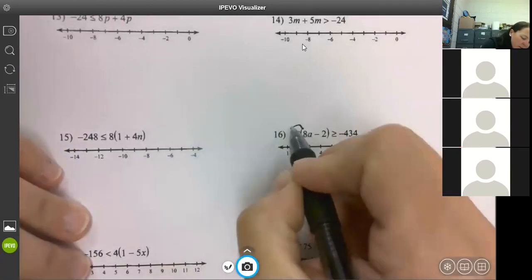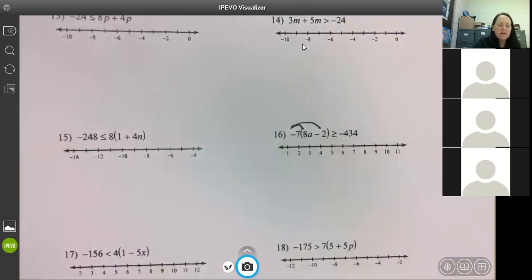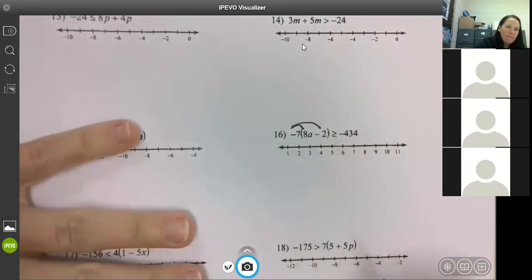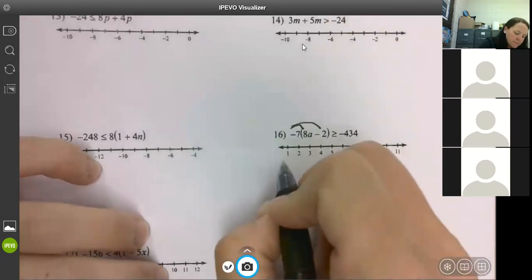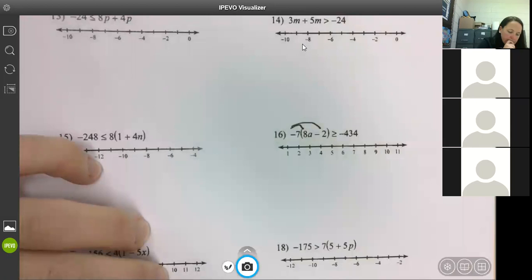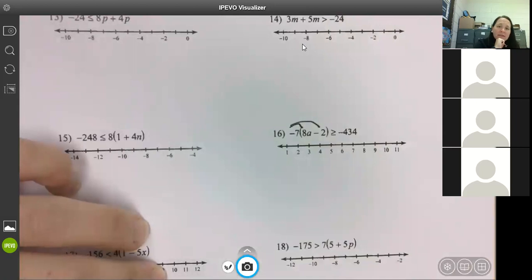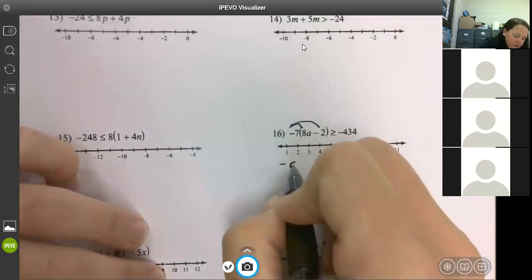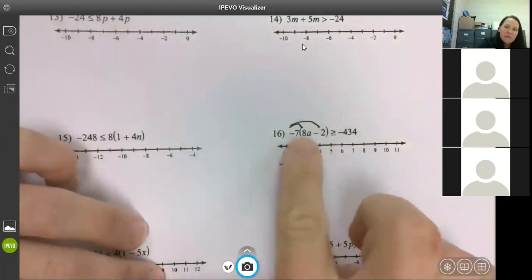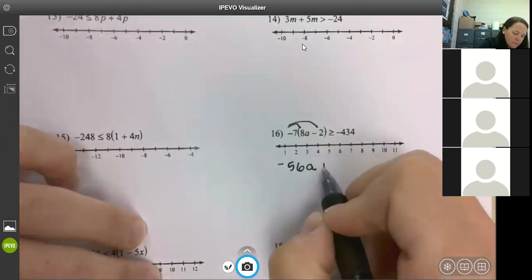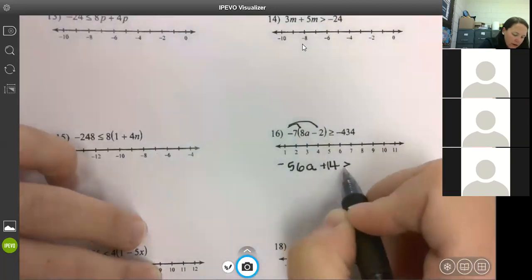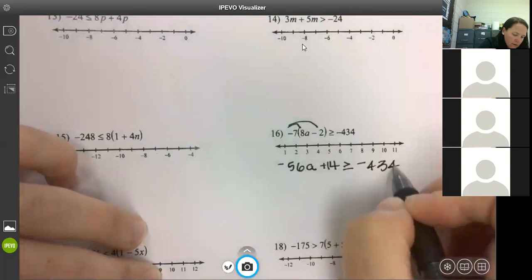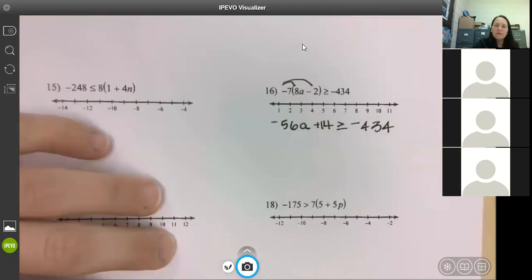We're going to distribute the 7. What is -7 times 8a? You have calculators, use them. -7 times 8 is -56, so -56a. -7 times A... -2 is a +14 greater than or equal to -434. Again, if you have to use calculators, use calculators.